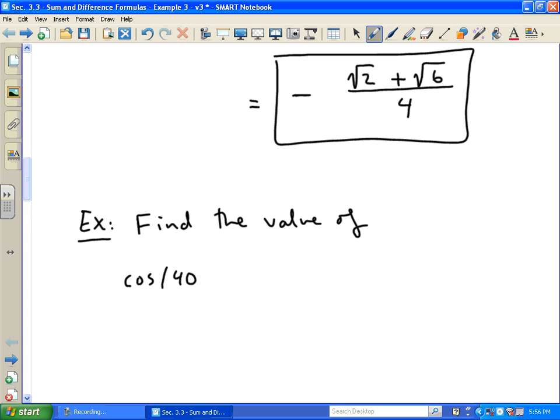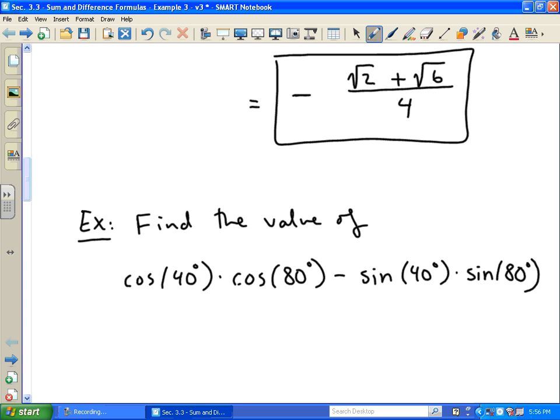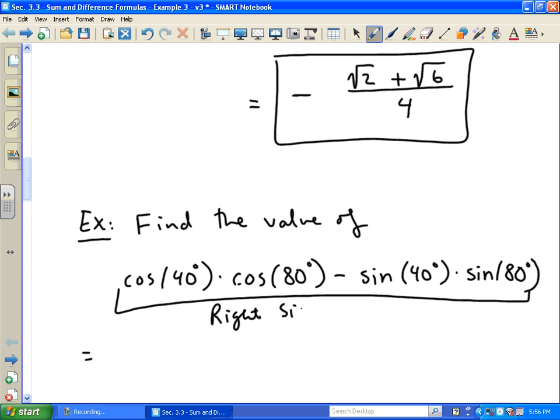cosine of 40 degrees multiplied by cosine of 80 degrees and then minus sine of 40 degrees times sine of 80 degrees. In this situation, what you actually see is you see that you have the right-hand side of one of our sum and difference formulas. This is the right side of the sum formula for cosine.